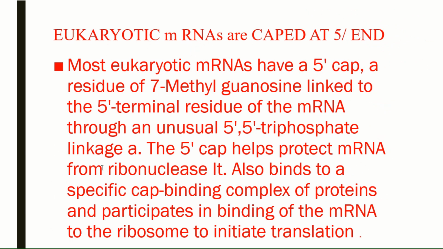Now we discuss how eukaryotic messenger RNAs are capped at the 5' end. Most eukaryotic mRNAs have a 5' cap, a residue of 7-methyl guanosine linked to the 5' terminal residue of the messenger RNA through an unusual 5' triphosphate linkage. The 5' cap helps protect messenger RNA from ribonuclease. It also binds to a specific cap-binding complex of proteins and participates in binding of the messenger RNA to the ribosome to initiate translation.